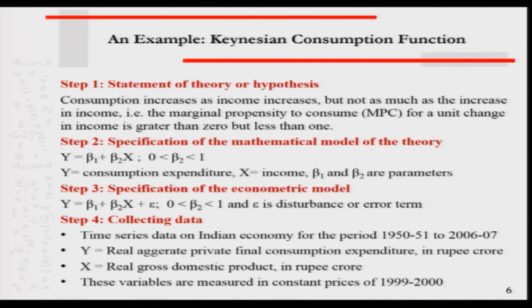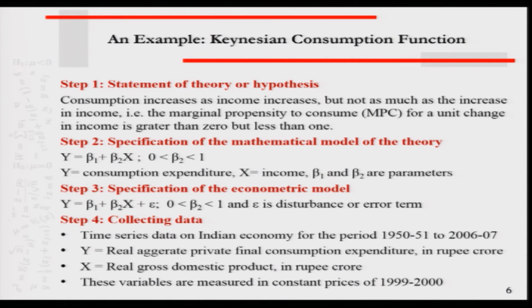And so we write an econometric equation: capital Y, which is basically consumption expenditure, equals beta 1, the intercept parameter, plus beta 2, the slope parameter, times X, which is basically the income, plus epsilon. Note that beta 1 and beta 2 are the population parameters whose values are unknown to me. Okay, so step 4 would be collect data.